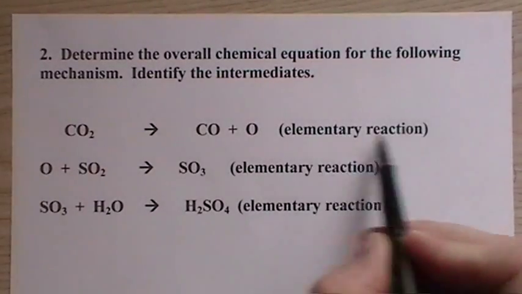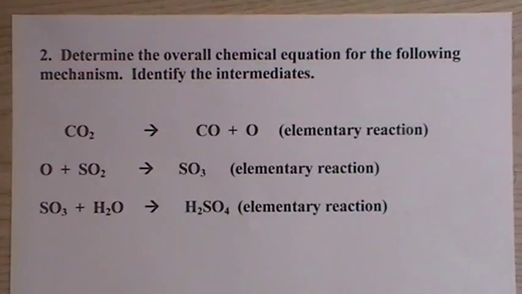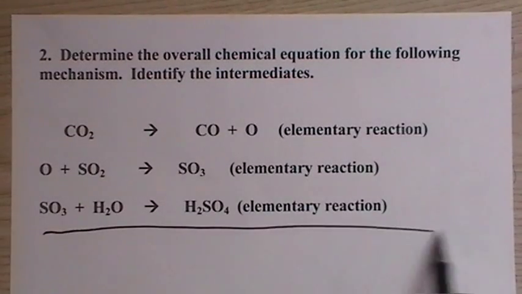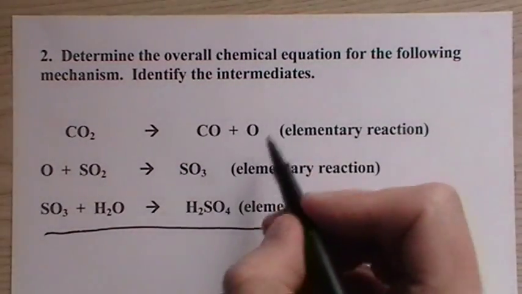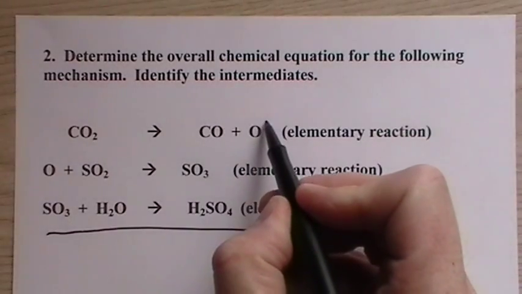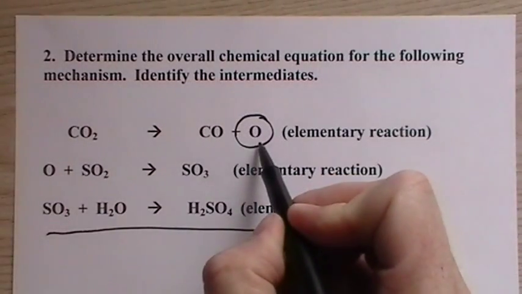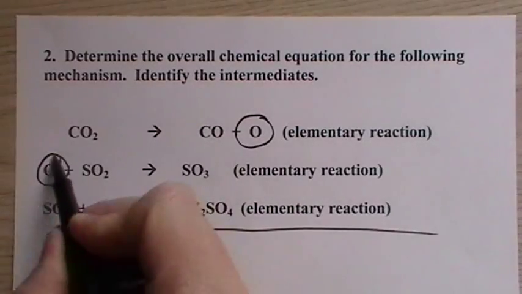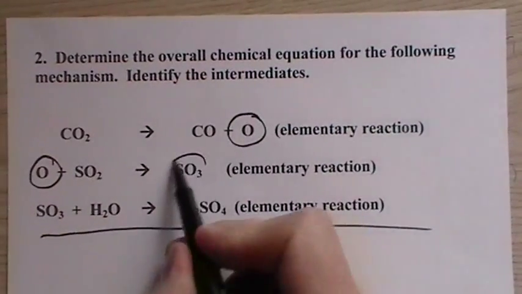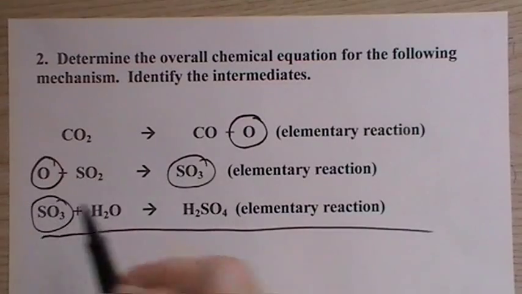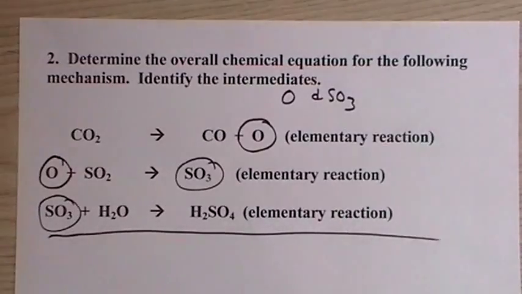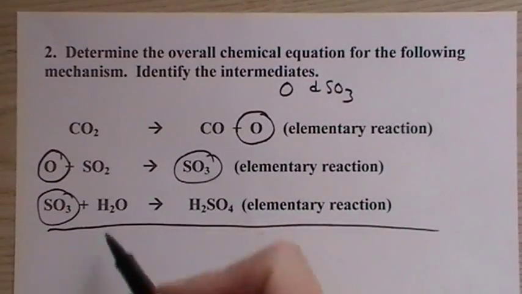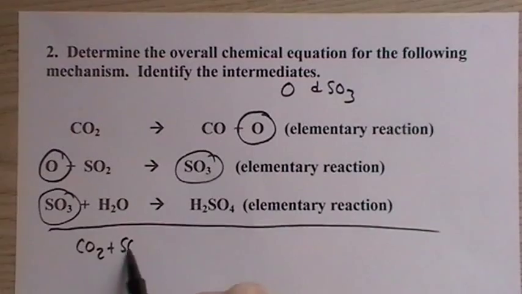Same thing here. When you see elementary reaction, that tells you you're dealing with a mechanism. We need the same thing for this problem, the overall reaction. Instead of writing them all out and canceling them, you can see we have atomic oxygen here as a product. It then goes on to become a reactant over here, gets used up. The SO3 is a product. It goes and becomes a reactant in the next step. So those are our two intermediates. Since they do cancel, no reason to bring them down, and just bring down the ones that don't cancel.